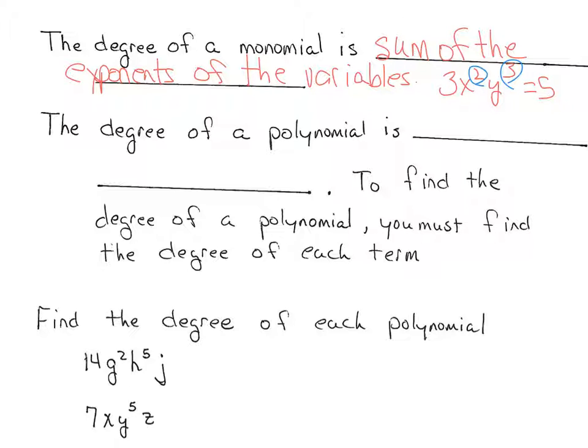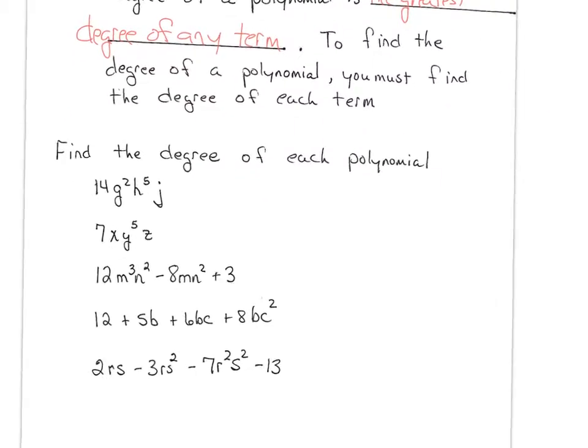1. Okay, the degree of a polynomial is the greatest degree of any term in the polynomial. So, the greatest degree of any term in the polynomial. To find the degree of the polynomial, we find the degree of each term first. So let's look at these polynomials. Some of them may be monomials or binomials.